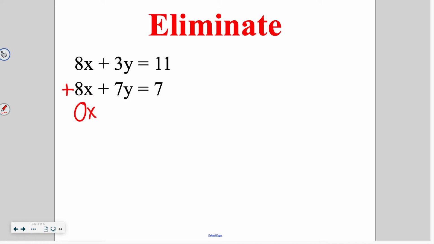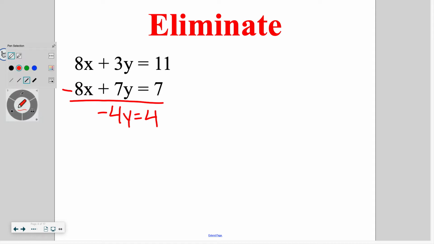If I added these equations together, 8 plus 8 would give me 16 x's. That doesn't make the variable go away. So we're going to subtract. 8 minus 8 gives me 0 x's. 0 times x, that's gone. So our x's are gone. Now because we subtracted the x's, we have to subtract the y's. So 3y minus 7y is going to give me negative 4y. Then we're going to subtract the answers. 11 minus 7, which is going to give me 4. So by subtracting these two equations, I've gotten rid of, in this case, the x variable.